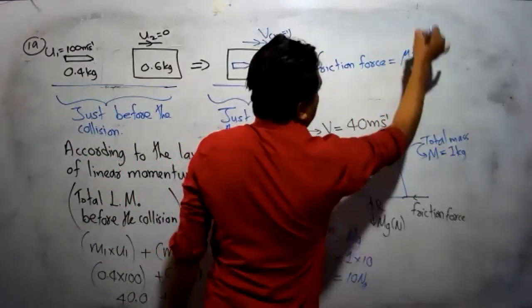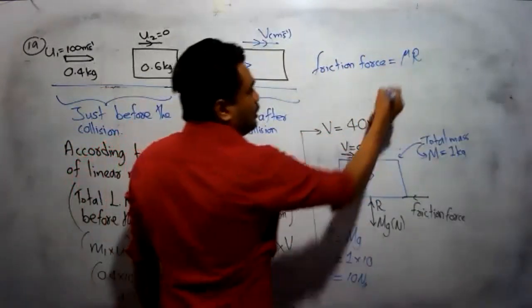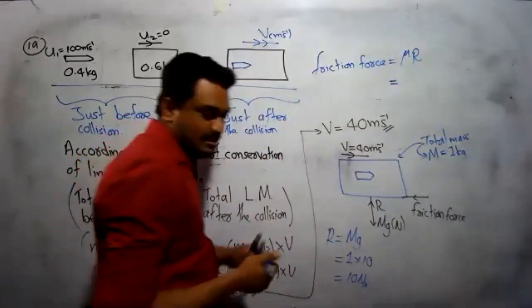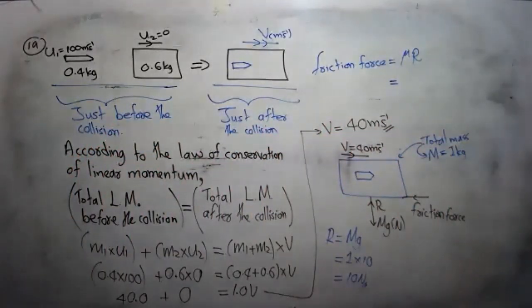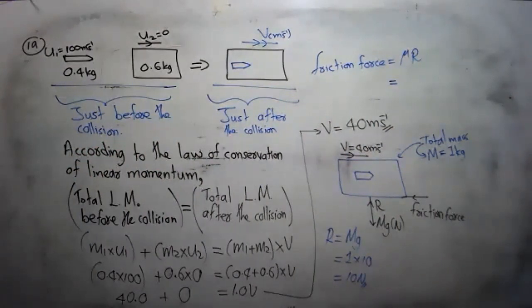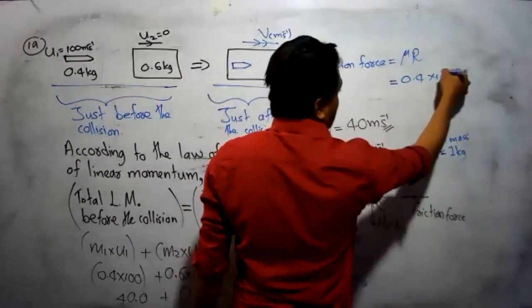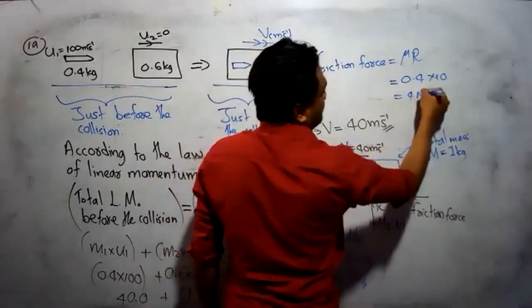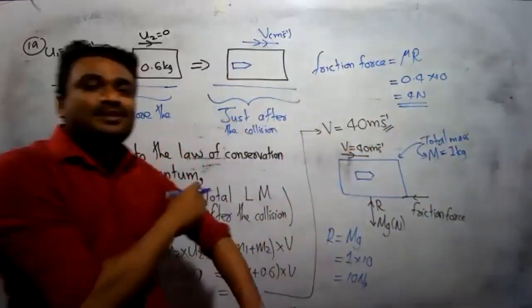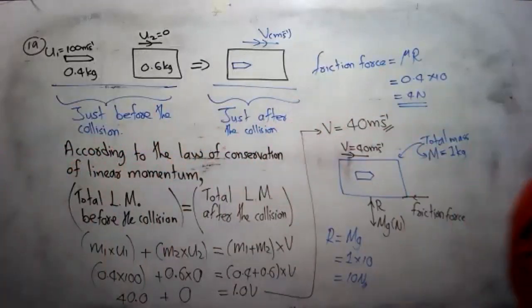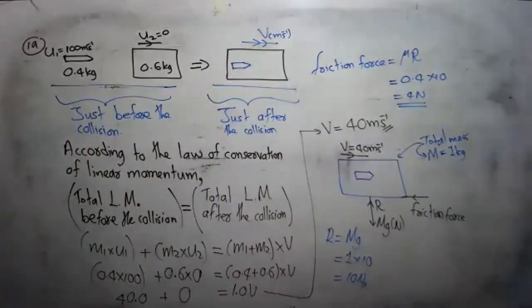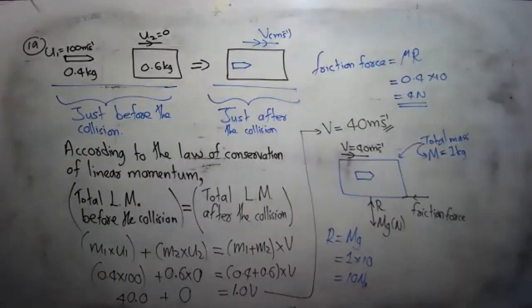The friction force is mu R. Mu is the coefficient of friction. The coefficient of friction is given as 0.4. R is 10. 0.4 times 10 is 4 Newton. Roman number 3. What do you think about it? How much distance is traveled by the block when it comes to rest?